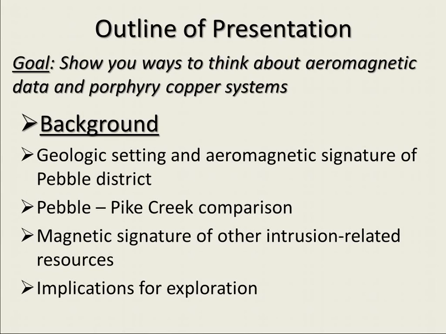My goal for this presentation is to get you to think in new ways about bumps observed in aeromagnetic data when exploring for porphyry copper systems. I'm going to do this first by giving you some background information, then we'll look at the geologic setting and the aeromagnetic bumps near Pebble. Next we'll step out and compare the Pebble district with the Pike Creek area using lower resolution aeromagnetic data, and then we'll look at other intrusion-related resources within the region, and then finally we'll figure out what this means for exploration.